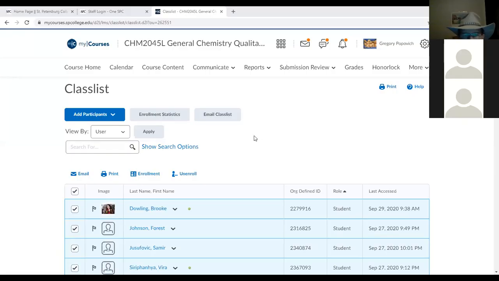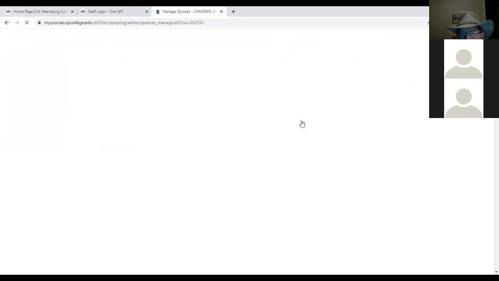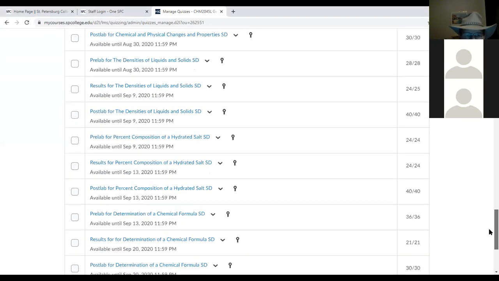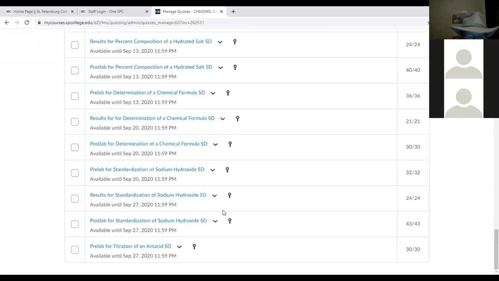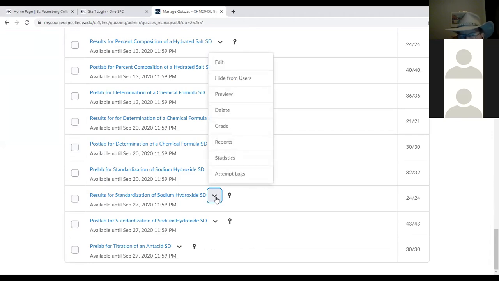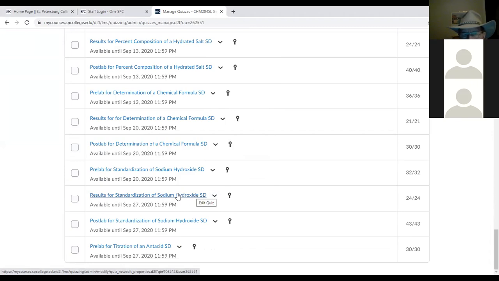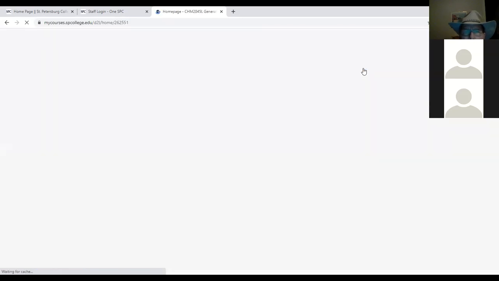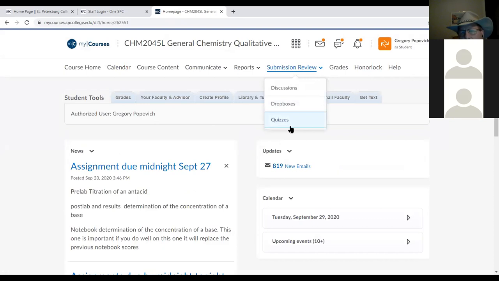All right. Do you see the screen? Kevin, do you see the screen? Do you see the screen now? Yeah, I see it. Okay. You go to quizzes. Once you get into quizzes, you go and find the one you need, and it'll be under results. We're going to go down here to results for standardization of sodium hydroxide. Then you click on the actual thing. Mine's not going to do it because I have different parameters than you. Let me do this another way, okay? View as a student would be better. Submissions, quizzes.